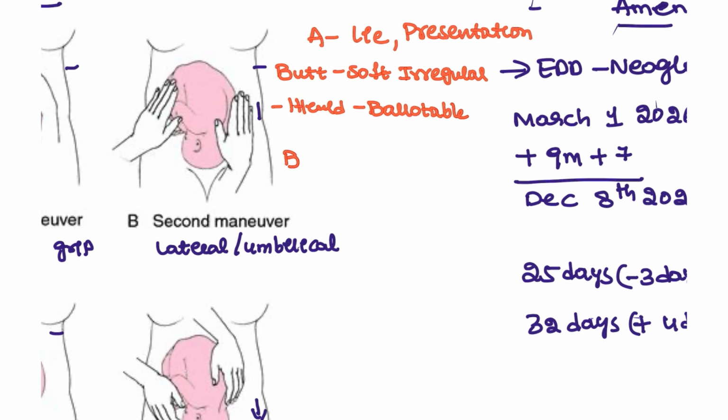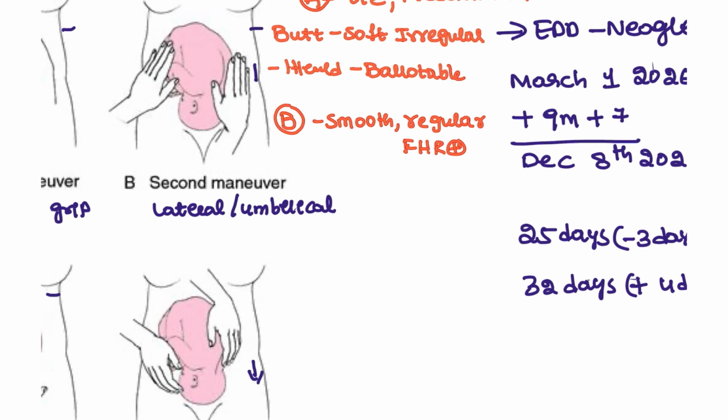And coming to the B, in the B, you are looking at the smooth, regular surfaces. This is going to feel smooth and regular. And why is it important? Because we can hear the fetal heart sounds. Fetal heart rate can be best heard in the second maneuver.